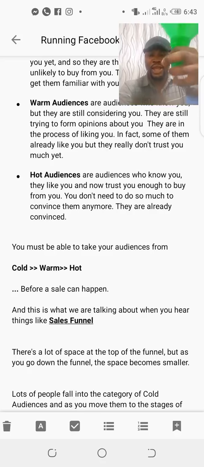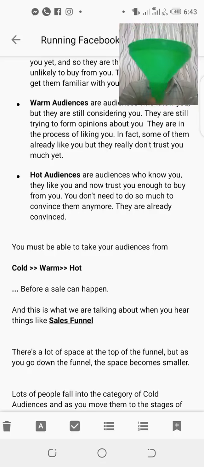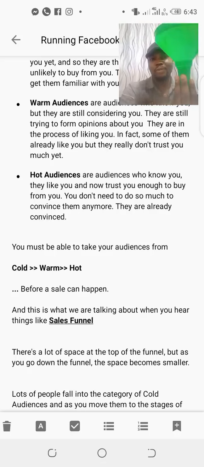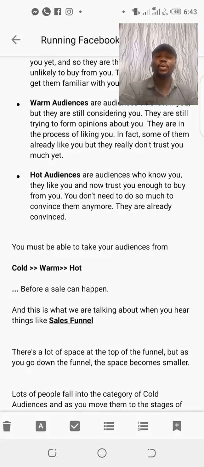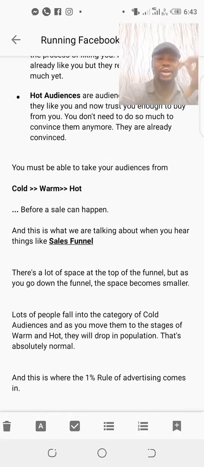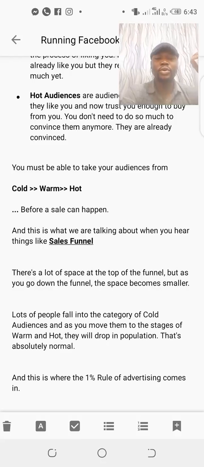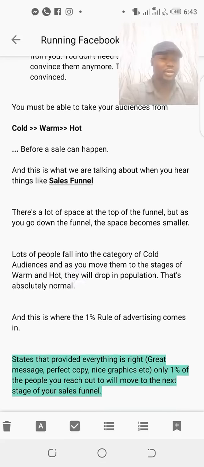They're coming up from here. As they go down the funnel, it gets smaller. So of course, for you to have some things coming up from here, it means you must have a lot coming in from here. That's the way it works. There's a lot of space at the top, but it gets smaller as you go down the funnel. Lots of people fall into the category of cold audiences, and as you move them to the stages of warm and hot, they will drop in population. That's absolutely normal.